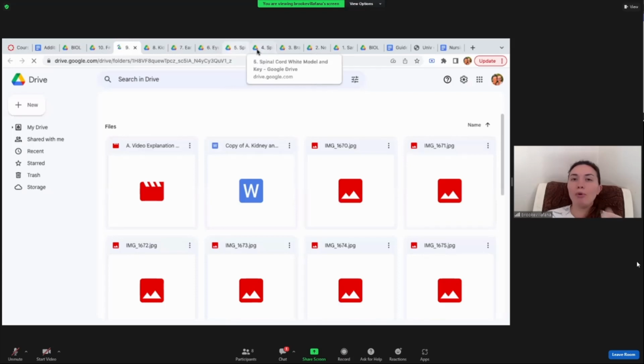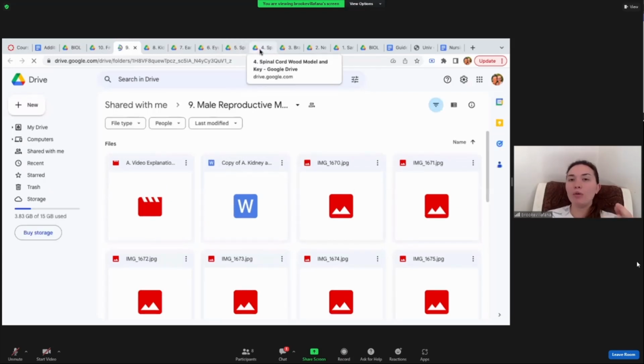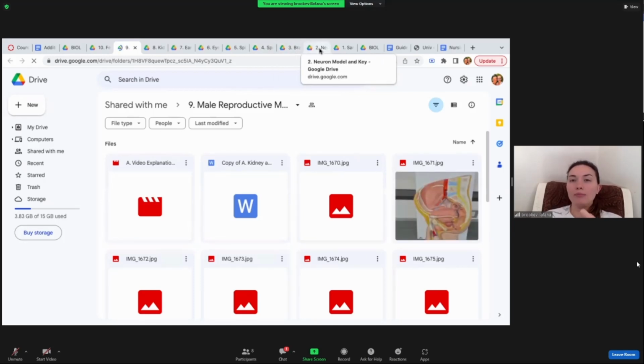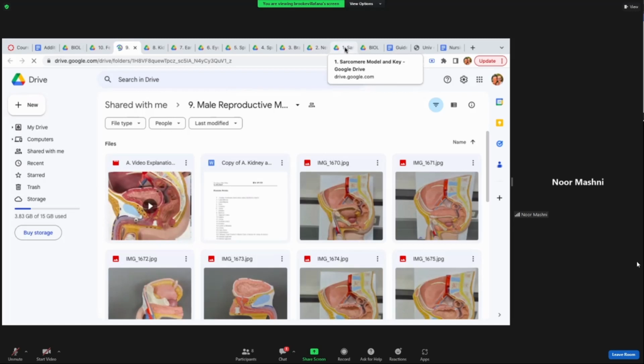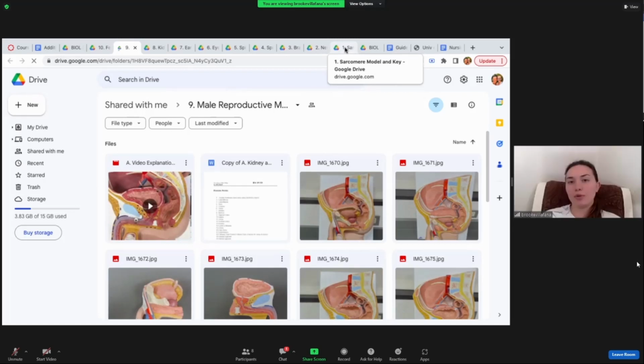I don't remember if I had both spinal cords, but I had one with a lot of questions. I think I might have even had both. I know I had the brain. I can't remember if I had a neuron, but I think I did. And then I definitely had the sarcomere. So all of them were on there at least once. That's like a minimum of 2 or 3 questions on each one.